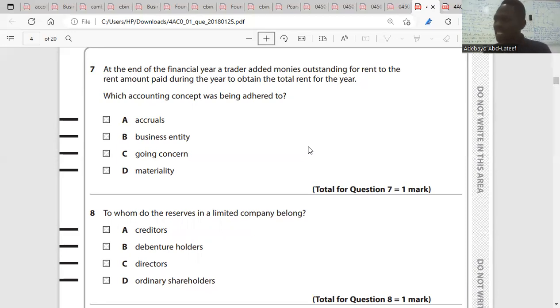For business entity, it implies that you, as the owner of the business, are different from the business. So whenever you take something from the business, you record it as drawings. Whenever you put capital, cash, into the business, we record it as capital. So it means the business is different from you. Though it is your business, you must run it as if you are not the same as the business.